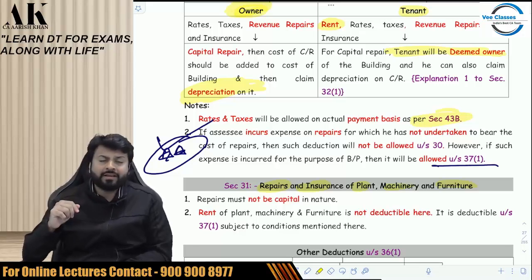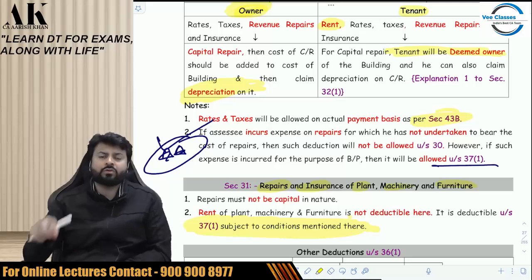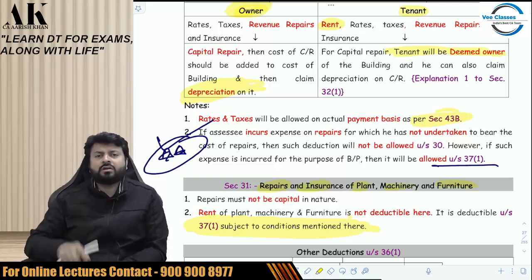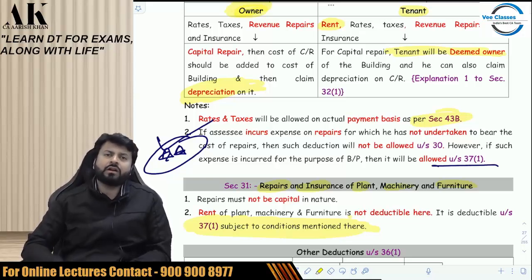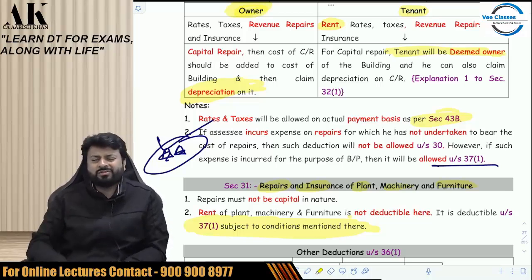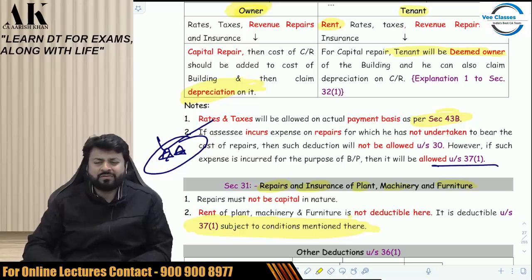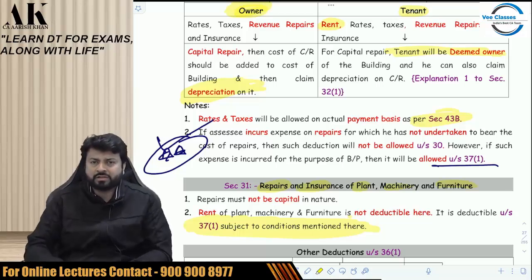Sir, so what if I have taken some plant, machinery and furniture on rent? Then you can go to 37(1), and if you are fulfilling the conditions of 37(1), you will get the deduction under section 37. The rent of plant, machinery and furniture can be allowed as deduction under 37(1). Okay. So these are the two small sections, not very great as such. It will come in the form of some adjustments in the sums. Otherwise, it's of not great importance.